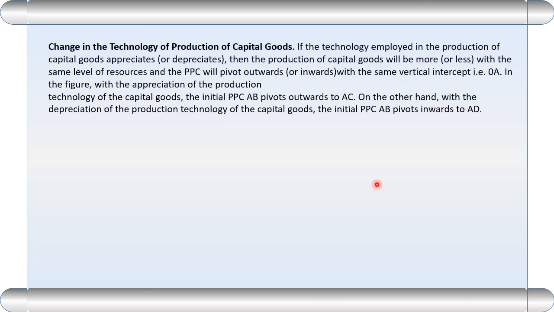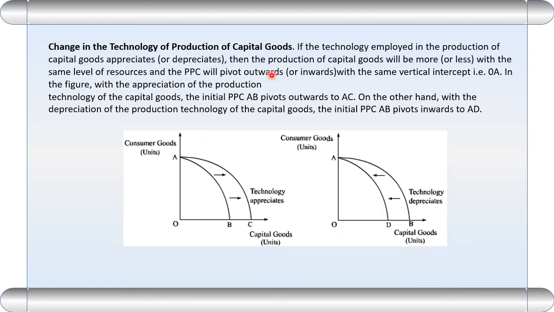Suppose there is a change in the technology of capital goods. If there is advancement in the technology of capital goods, we can say the production of the consumer goods will be the same, but the production of capital goods will increase. So the shape of the PPC will be like this one. New shape will be EC and it will shift from AB.